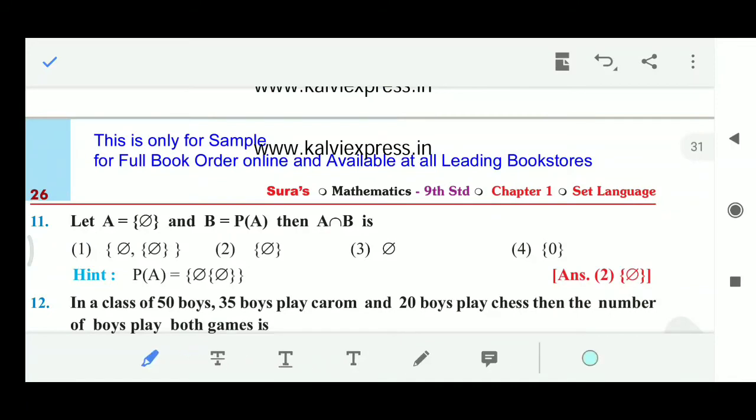The next, 11th sum: let A be equal to the set containing the null set and B is equal to P of A. Then what is A intersection B? So B is equal to P of A. So the answer is the null set and the set containing the null set. So what is A intersection B? The A intersection B is the null set, the set containing the null set. So option B, 2, is the answer.